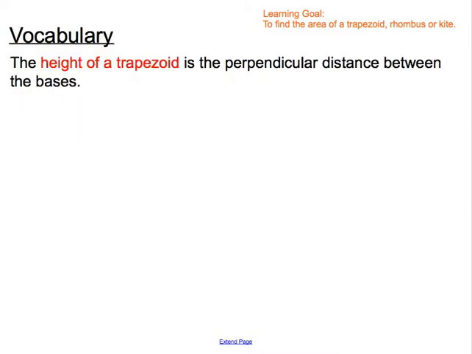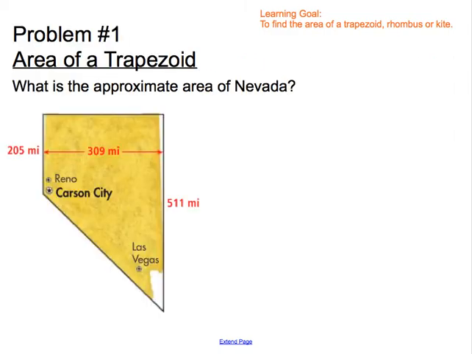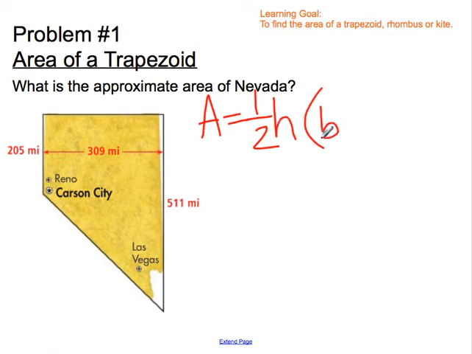In this case, we say that the height of the trapezoid is the perpendicular distance between the two bases. So let's take a look at a few examples. First, let's try to find the approximate area of the state of Nevada. Since Nevada is approximately a trapezoid, we can use the formula for area of a trapezoid. So the area is going to be 1/2 the height times the sum of the two bases, B1 plus B2.